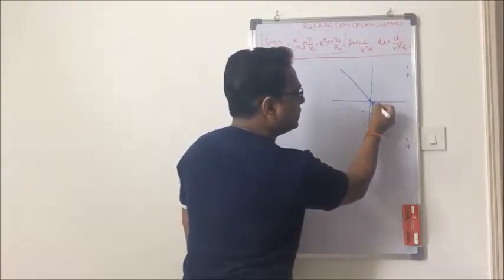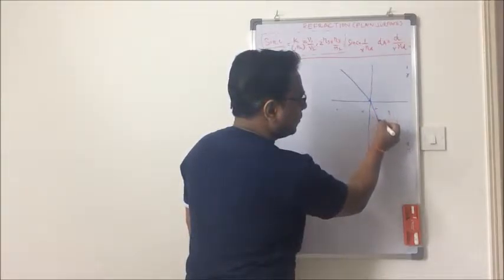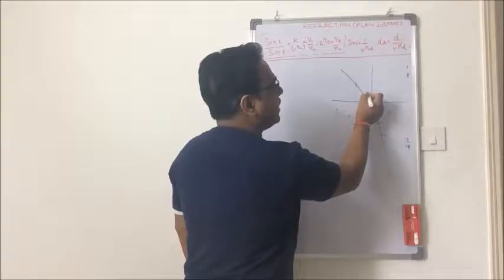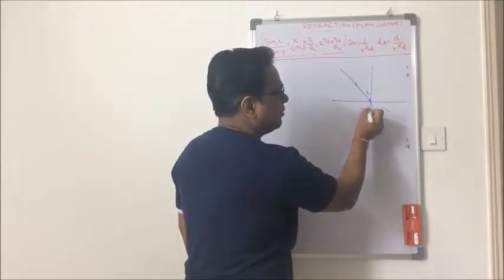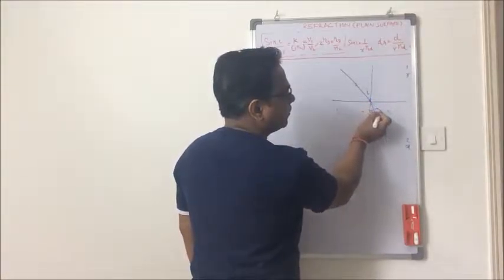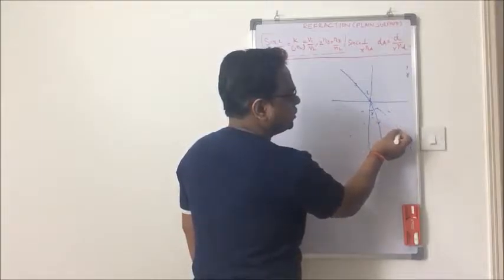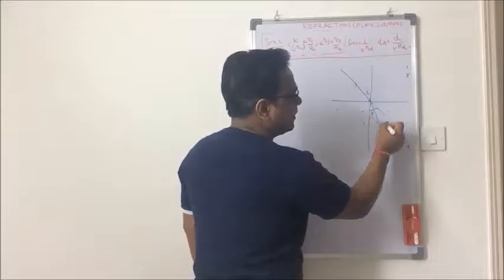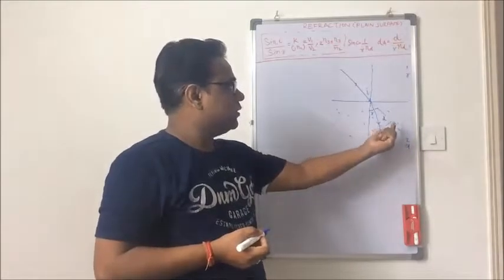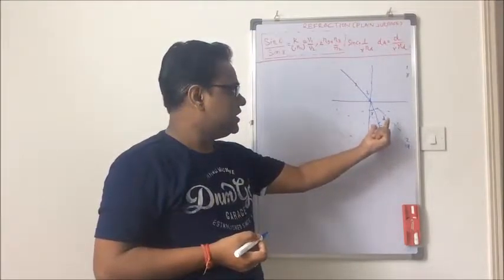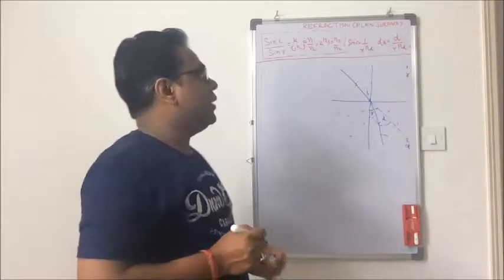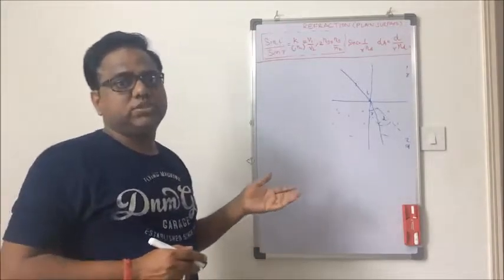So light will go like this. If you call this the angle of incidence, this the angle of refraction, not reflection, and then this you can say is a displacement D. So light has been displaced from its original path by angle D. So that is the behavior observed.